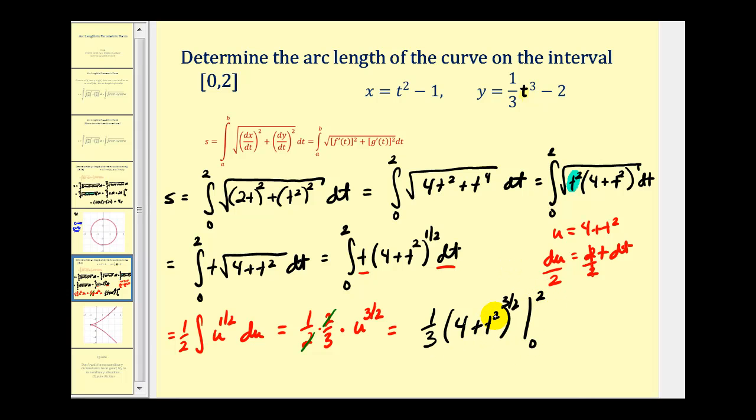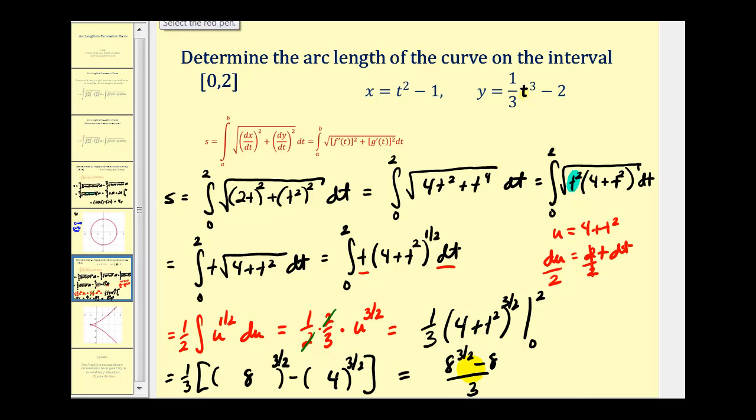So we'll first replace t with 2. When t is 2, we'll have 4 plus 2 squared, that'll be 4 plus 4, 8 to the 3/2 power. And then when t is 0, we're going to have 4 to the 3/2 power. 4 to the 3/2 power would be the square root of 4, which is 2, raised to the 3rd power, so this is equal to 8. So we're going to have 8 to the 3/2 minus 8 all over 3. And we'll go ahead and convert this to a decimal. I've already done that. It's approximately 4.88.